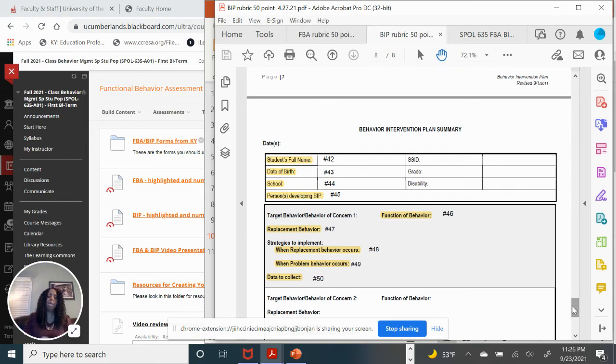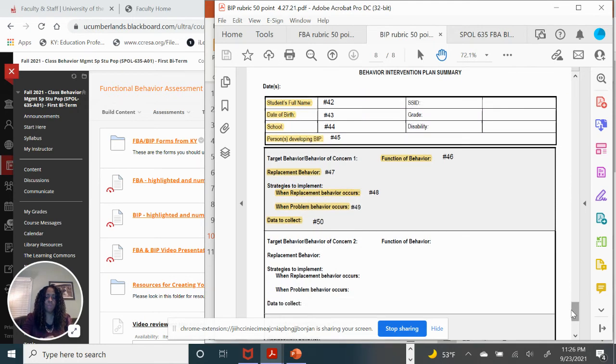So you're repeating the demographic information at the top. You are repeating the same thing that came from the FBA in that next section, where you're telling me the function of behavior, the replacement behavior, the strategies that you're going to implement when the replacement behavior occurs or when the problem behavior occurs. In other words, what are you going to do as far as the reinforcement? They're on number 48. What are you going to do as the consequences or reactive strategies when he's not doing what you need him to do? And what data are you going to continue to collect? So you're summarizing your plan for me right there.